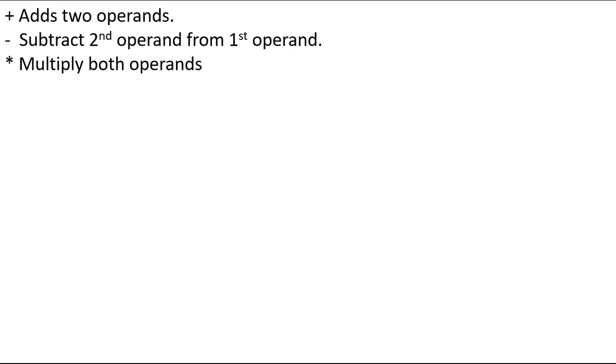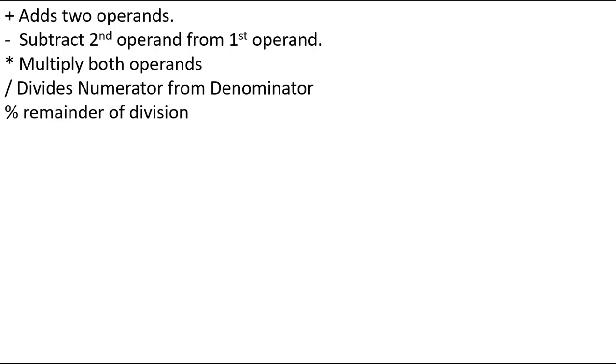Addition operator adds two operands. Subtraction operator subtracts second operand from first operand. Multiply operator multiplies both operands. Division operator divides numerator by denominator. Now remainder operator gives remainder of division.